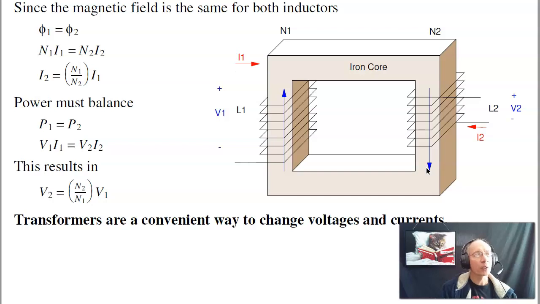That only works for AC though. The voltage induced for an inductor is V equals L di/dt. The current has to be time changing to get a voltage, which means that transformers work for AC, where the current's changing. They don't work at DC.